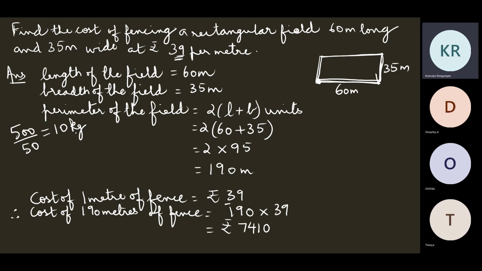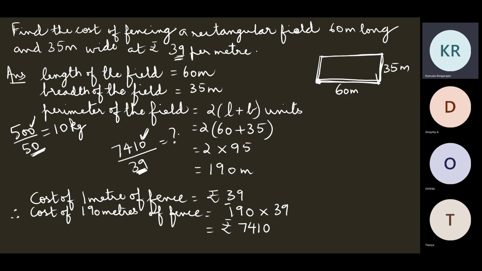In the same way, when you divide the total cost of fencing, 7,410, by the rate of fencing, that is 39 rupees per meter, like 50 rupees per kilogram, 39 rupees per meter. 7,410 is the total cost. So when you divide the total cost 7,410 by the cost per meter, 39 rupees, what you will get here is the perimeter of the field.